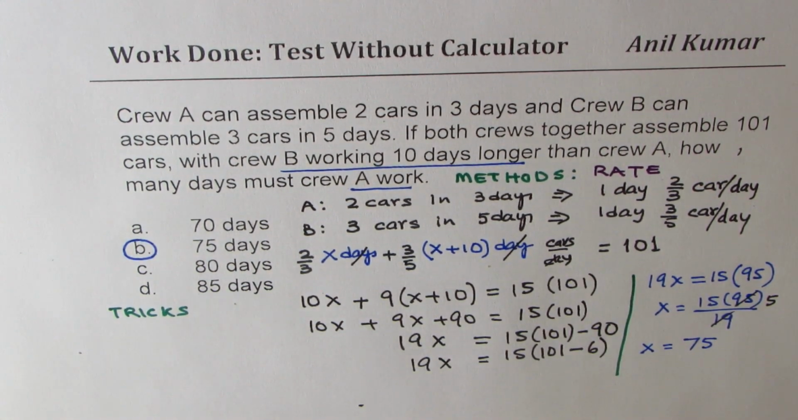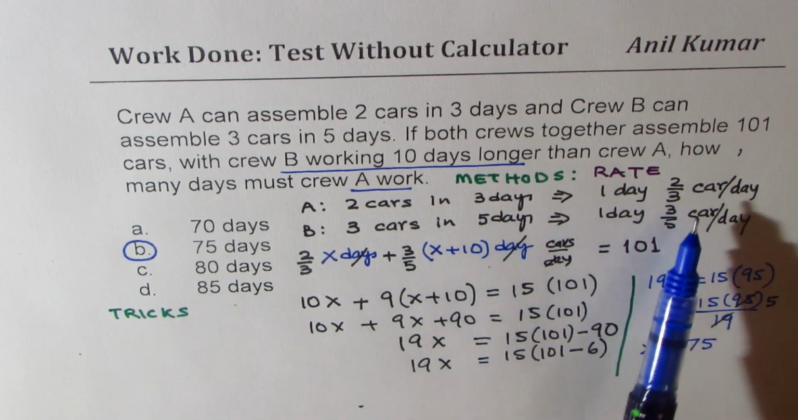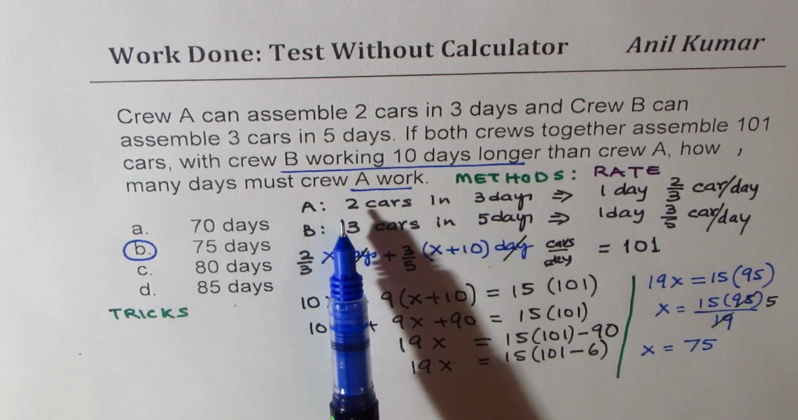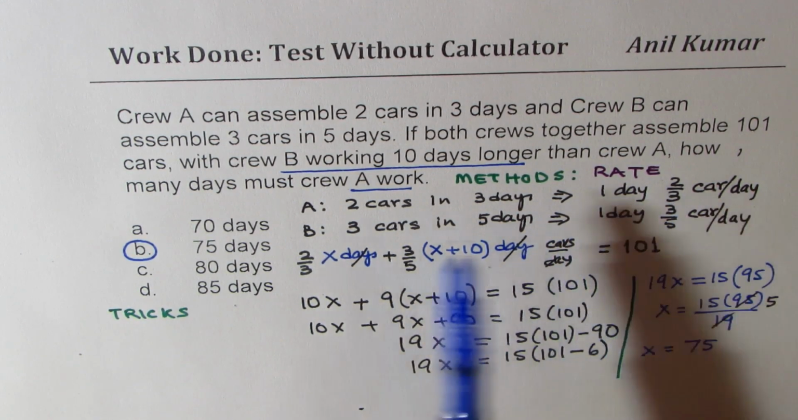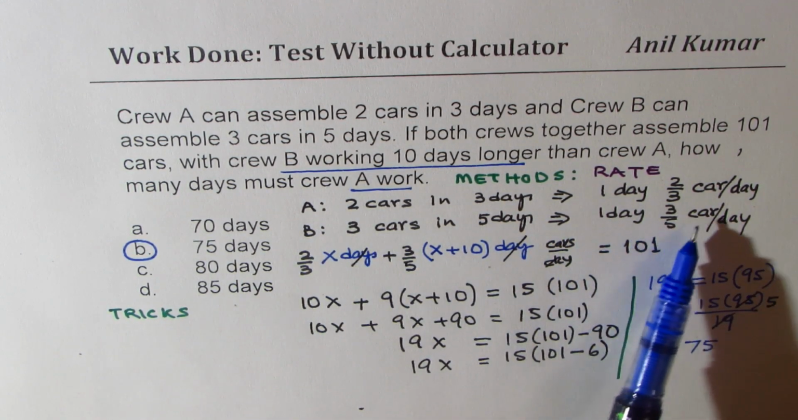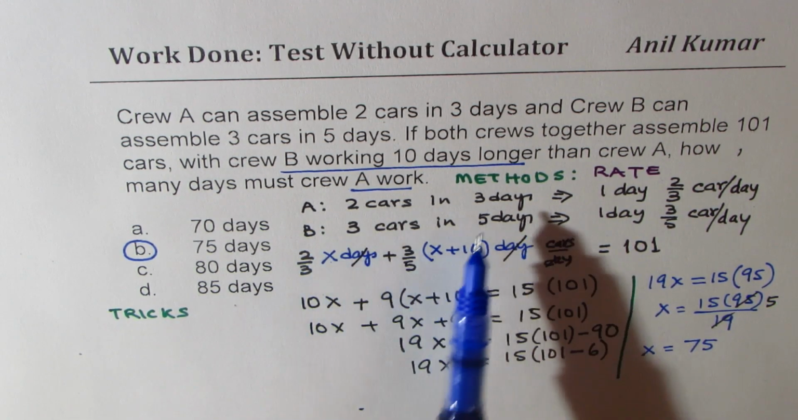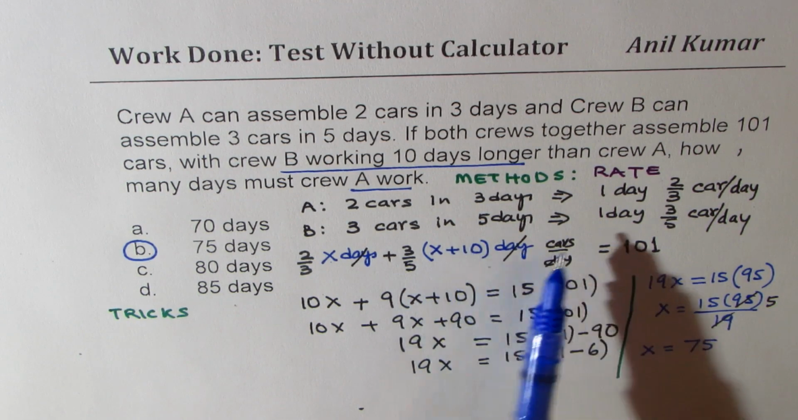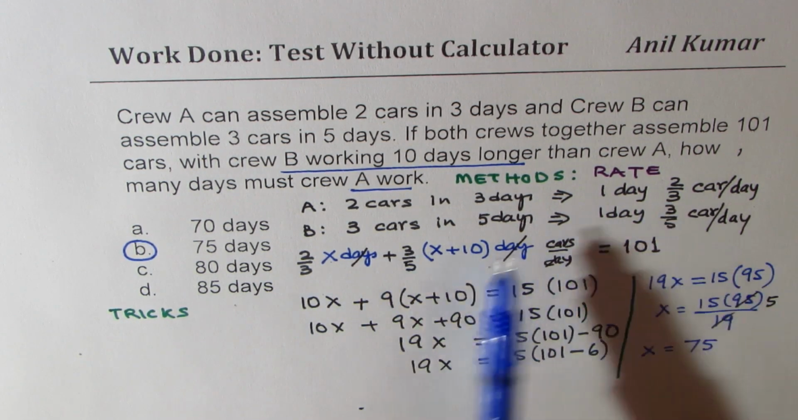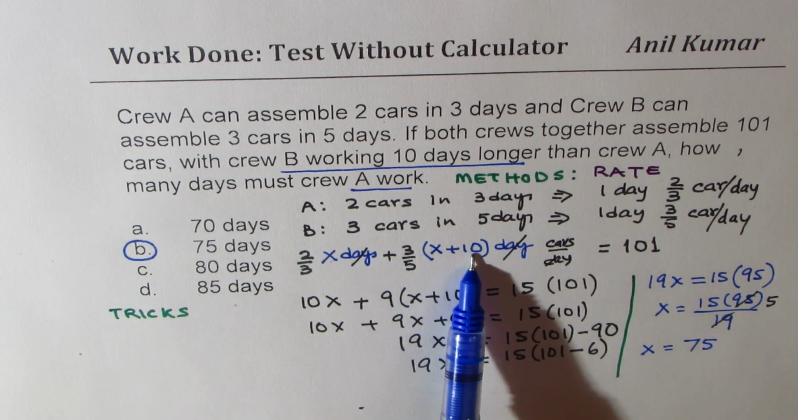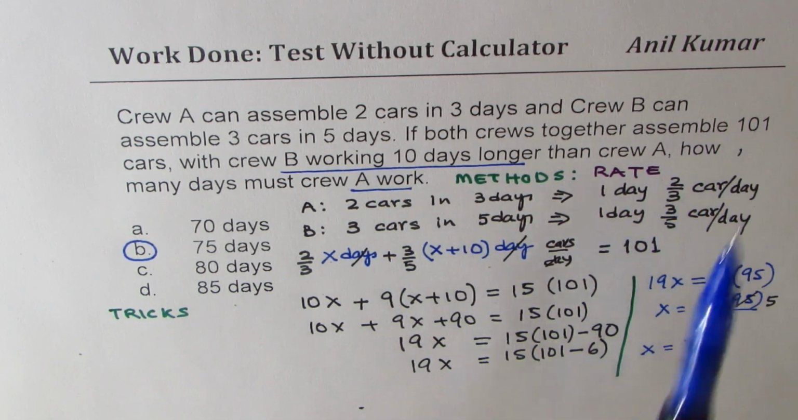Do you say that? So we could answer like this. So finding per day is kind of important. So 2 cars in 3 days means in 1 day, 2/3 of a car can be made by A and 2/5 of a car by B. Since A works for X days and B works for X plus 10 days, total number of cars will be 2 by 3 times X plus 3 by 5 times X plus 10. That should be equal to 101 cars, right?